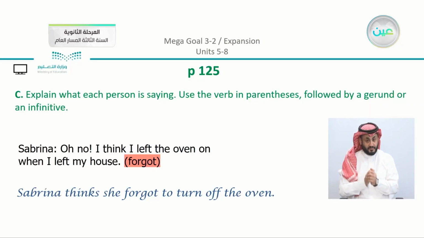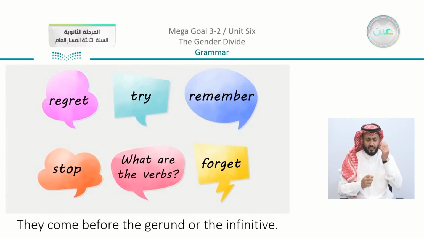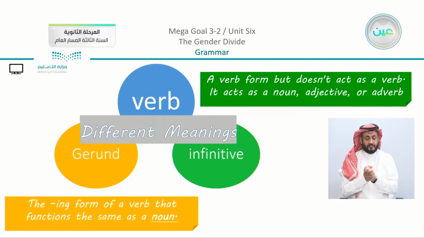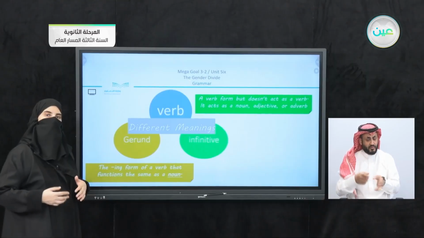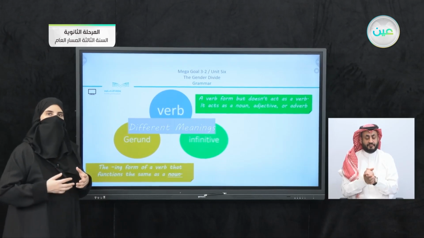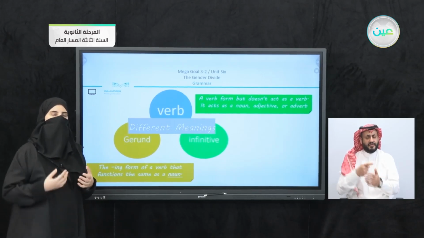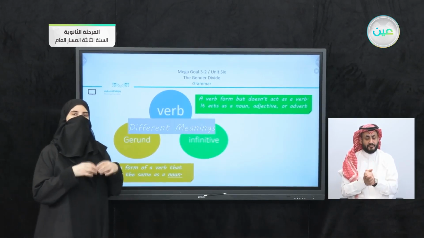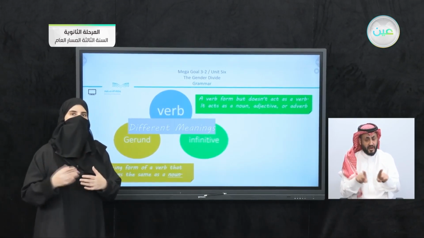Do you remember when we studied the grammar lesson in Unit 6? We mentioned that we have different verbs like regret, try, remember, stop, and forget. These 5 verbs, we can use them with either gerunds or infinitives. We explained the difference: a gerund is a word that has an ing. It looks like a verb, but actually it functions as a noun. And we have the infinitive, which means to use the word to with the base form of the verb.